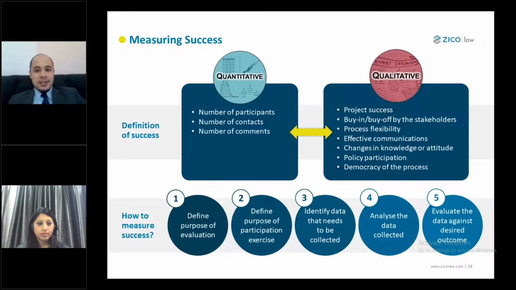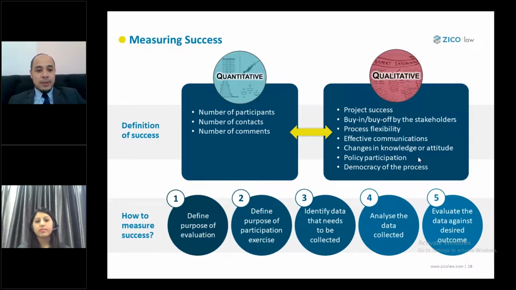Okay, now how do you measure the success of the public consultation session? Somebody asked me this question last week. I thought it was a very good question, and I wanted to touch on it. If you look at the consultation, success is determined based on your objectives, in terms of why you're consulting and what you want to achieve.